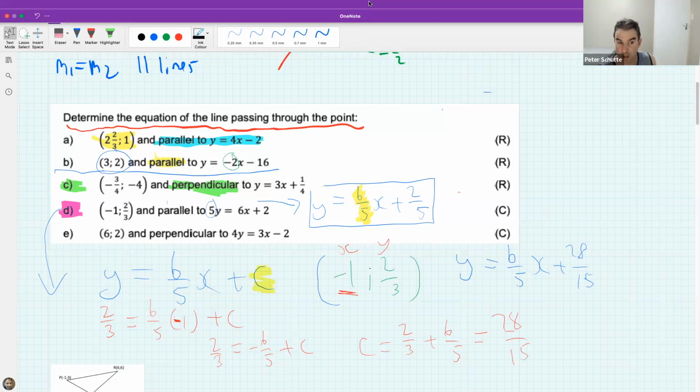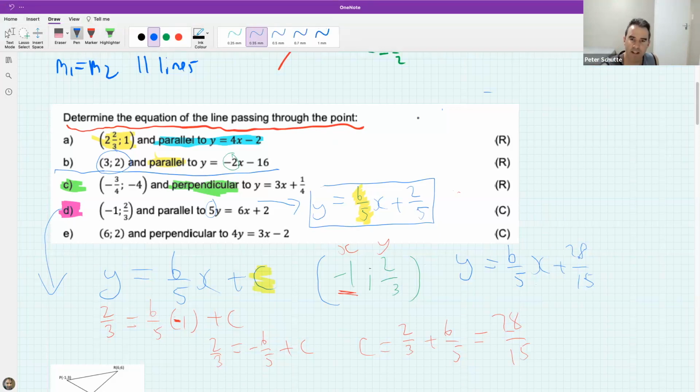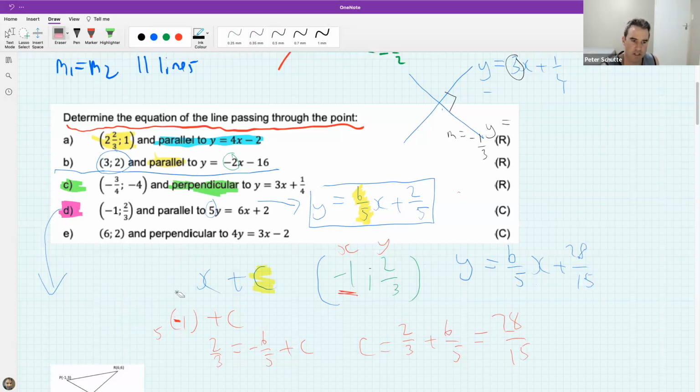Okay, but be careful because it's perpendicular. Now, if lines are perpendicular, their gradients have a bit of a different relationship. So let's say, for example, these are my two perpendicular lines. If this is y equals 3x plus a quarter, my goal is to find the equation of this line over here. But the gradient of this perpendicular line can't be 3. The gradient has to be minus 1 over 3. And that's a bit different. So make sure you take that into account when you are doing this.